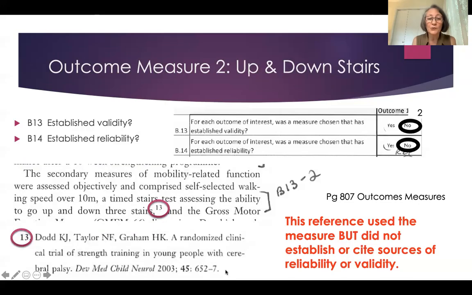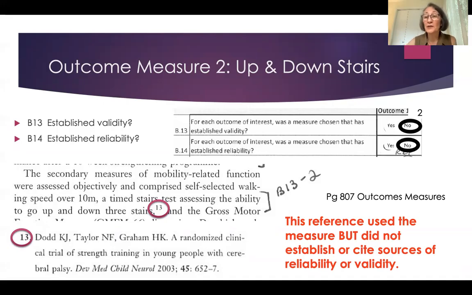The citation is an actual study that used the up and down stairs, but the reference, Dodd's study, does not establish reliability of the up and down stair protocol, nor do they cite a source for reliability or validity. So while they are giving credit for perhaps adopting a protocol that someone else developed, there's still no reliability about that test. And we could say it's probably valid because, on the surface, face validity, you look at how much time it takes to go up and down stairs.